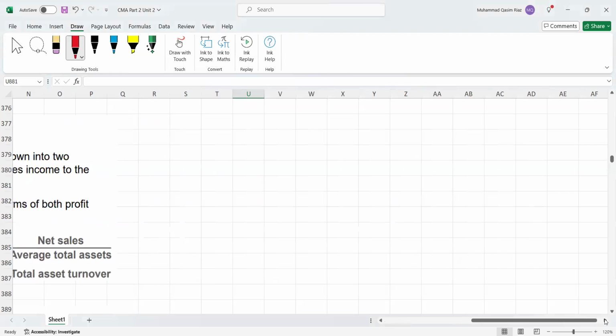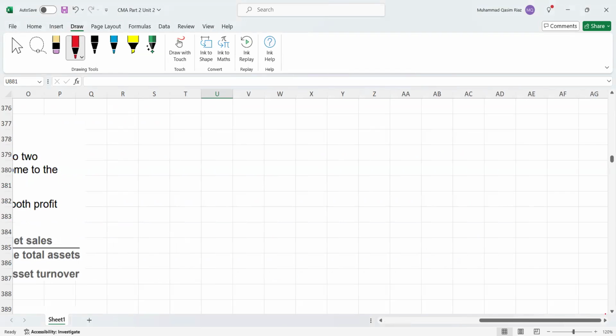In the previous lecture, we started the profitability ratios. In profitability ratios, we discussed how to calculate the gross profit ratio. We also discussed how to calculate the operating profit ratio and the net profit ratio. And then we also discussed return on asset and return on equity. So we have already discussed these ratios.